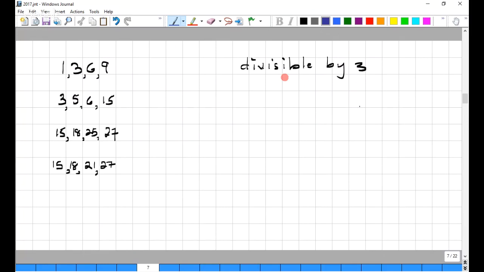Tally, back to you. Which of these sets of numbers would be divisible by 3? Two possible answers.